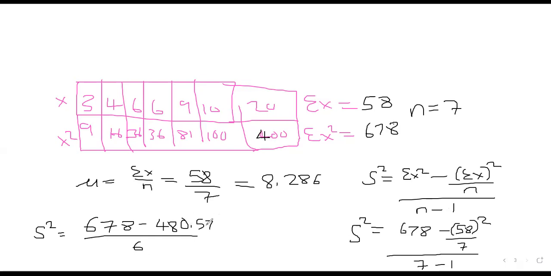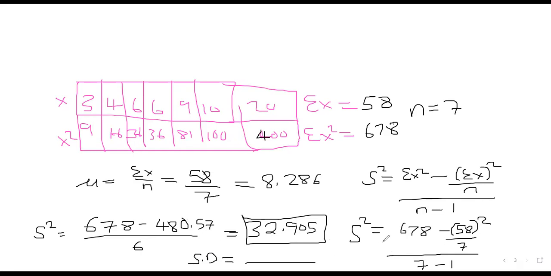480.57. So we divide that and compute, we're going to get 32.905. This is what we call our variance. If I started by squaring that, divided by 7, I get 48. 7 minus 1 is 6. Subtract the top part, divided by 6, we get 32.905. Then the standard deviation is the square root of 32.905. What do we get?